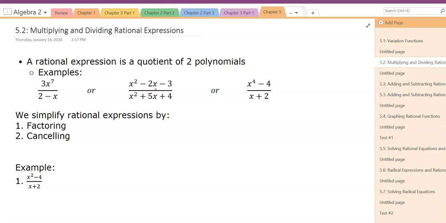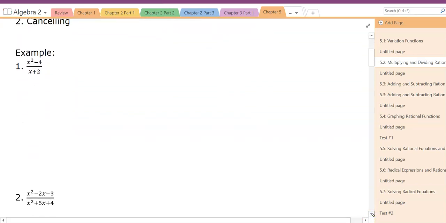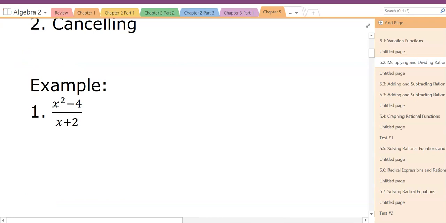In order for us to simplify rational expressions, we can do that by factoring either the top, the bottom, or both. And then if they have common factors, we can actually cross those things out. So let's take a look at some examples here. This first one says x squared minus 4 over x plus 2. So this is a difference of squares on the top. And so what we can do is factor this so that it says x minus 2 and x plus 2. Because that's how the top would factor.